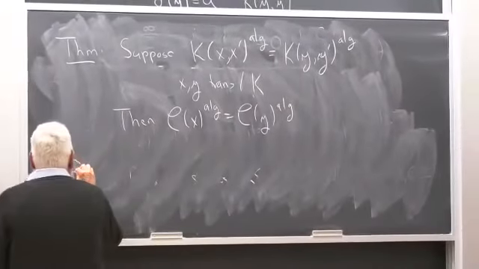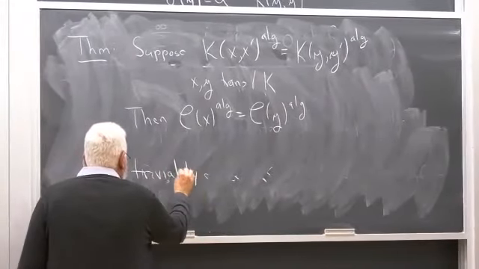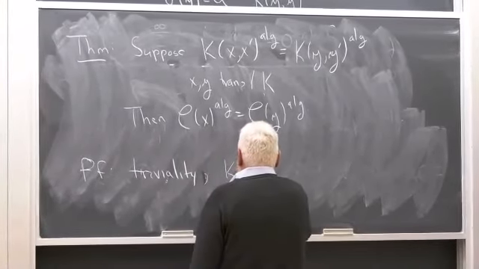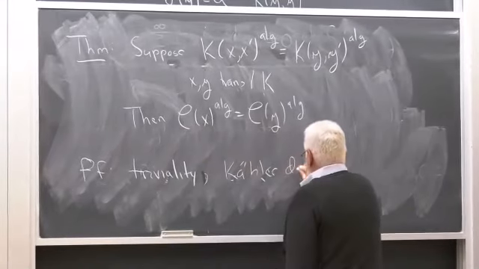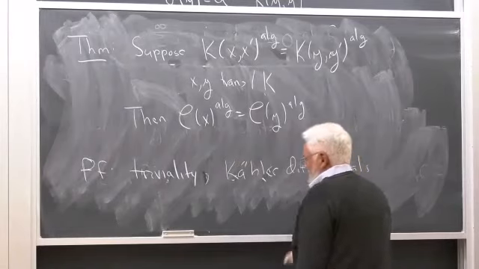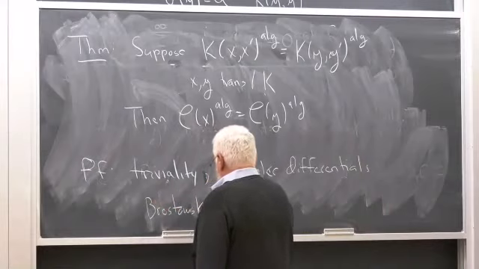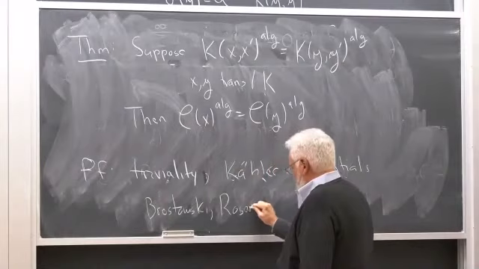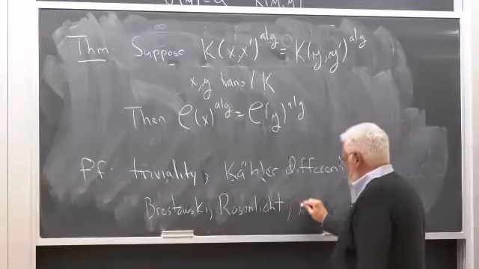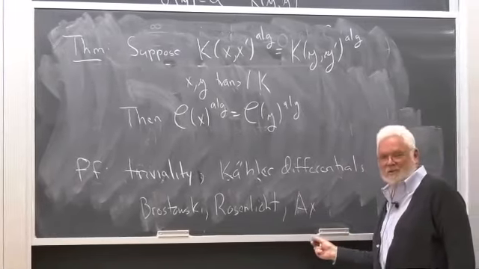And the proof of this, well, it certainly makes essential use of triviality, but also the connection between transcendence and Kähler differentials. And it builds on work of Rosenlicht, in his proof of non-minimality of differential closures, and ultimately originating really in Ax in his work on Schanuel's conjecture for powers.